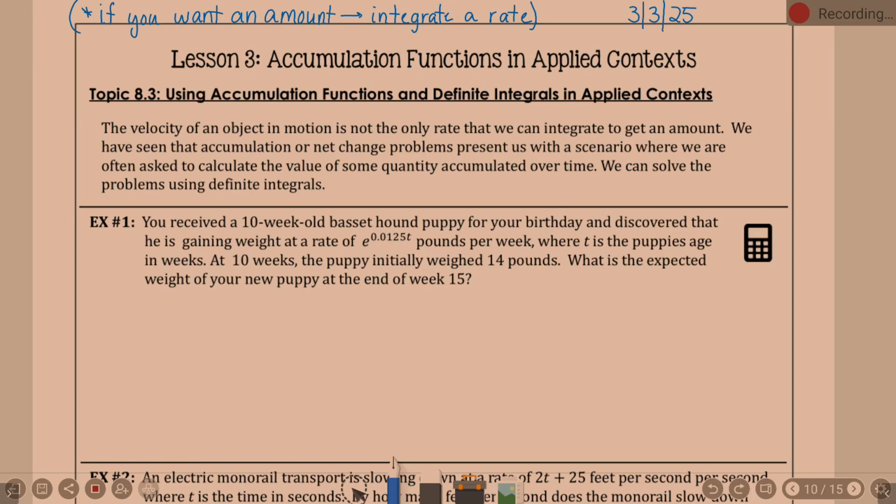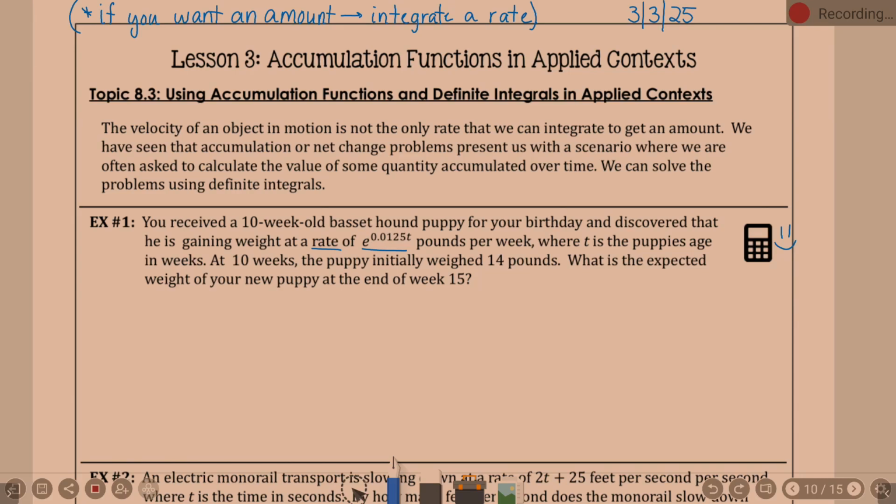Well, we have the calculator symbol over here, so that's good news, with that e value there. Any thoughts of how we're going to find the weight of our new puppy at the end of week 15? Integrate the e to the something t equation and plug in 15. Integrate the rate, yes. What interval are we going to integrate over? 10 to 15, because 10 weeks is our starting point.